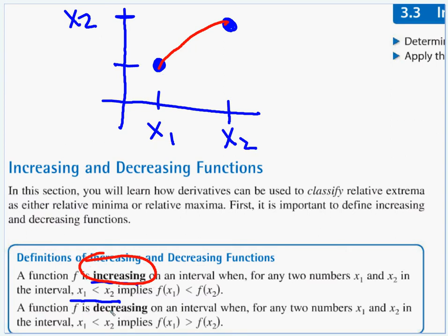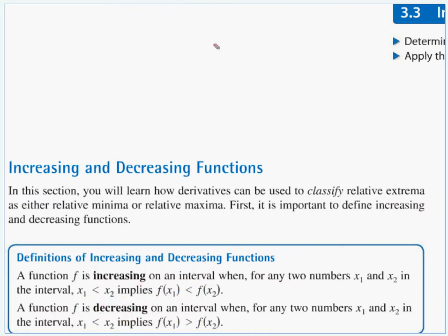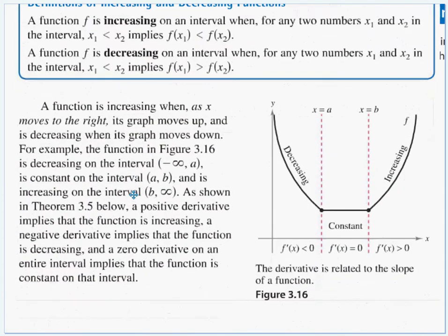In the second part, decreasing, notice the only thing they changed: this inequality stayed the same, this one reversed. So the outputs changed places. So x sub 1's output would be up here, x sub 2's output is now the lower one. And if I connect those dots, now our function is decreasing. So it's a very technical jargon kind of definition, but if you look at it graphically, it becomes crystal clear.